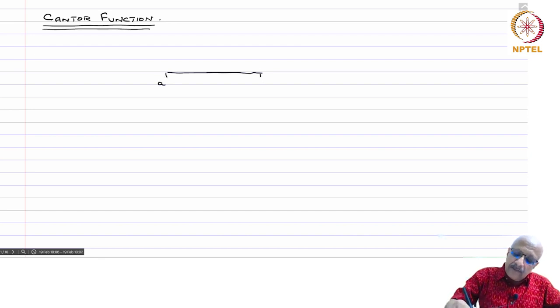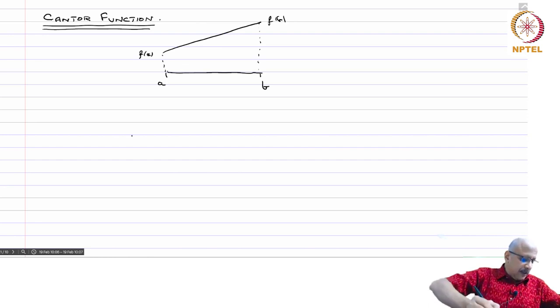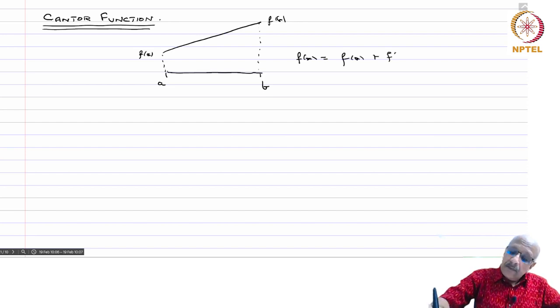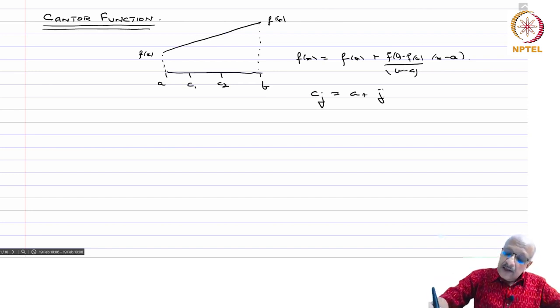Let us take an interval AB, and then you have a linear function. So this is f of A and this is f of B. Okay, so f of x is equal to f of A plus (f of B minus f of A) by (b minus a) into (x minus a), for all x in AB. Now we divide this interval into 3 equal parts. These are C1 and C2. So Cj is nothing but A plus j times (b minus a) by 3, j equals 1, 2.